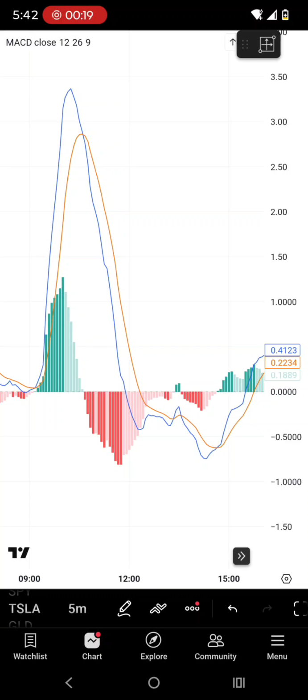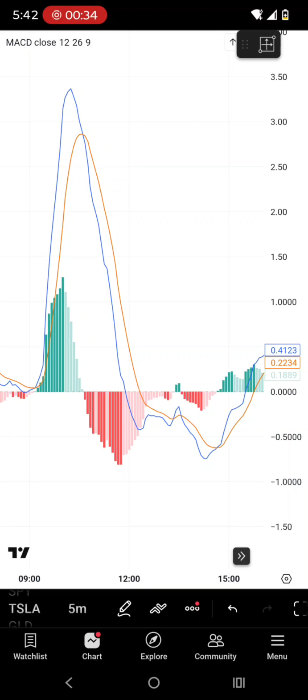So the MACD is going to tell you how strong the trend is or how weak the trend is. It's also going to show you when a trend is going to reverse. So with a MACD, you see the blue and orange line, they are two moving averages. You got a short-term moving average, you got a long-term moving average.